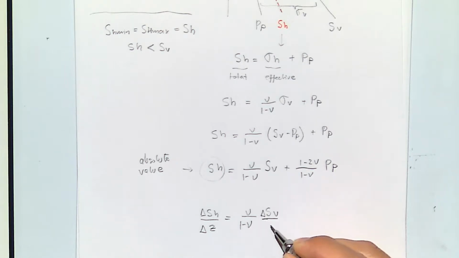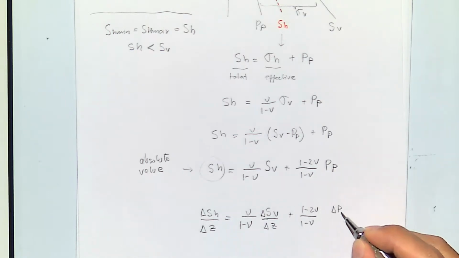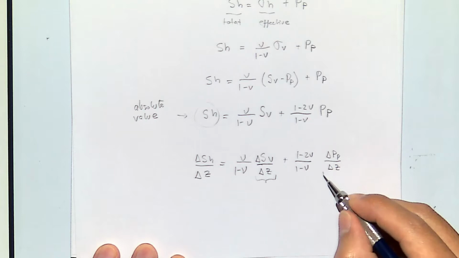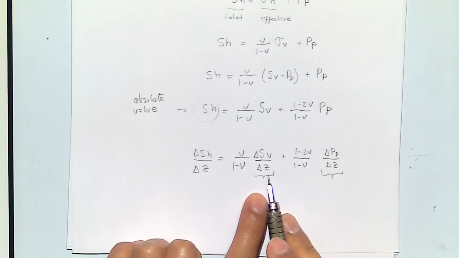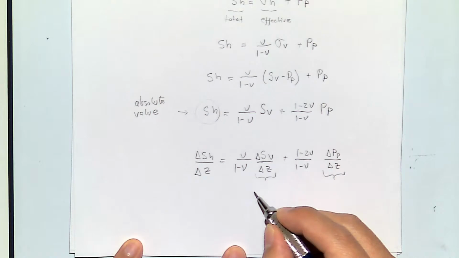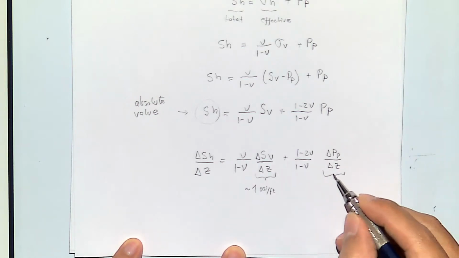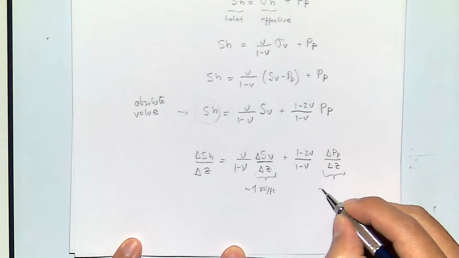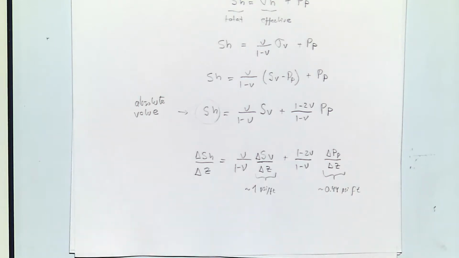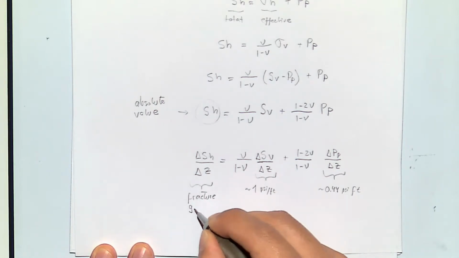And this is going to be delta C, and this is going to be delta PP delta C. But look at that. We already know these guys. You remember which these ones are? This is the gradient of total vertical stress that we said is how much, more or less? 1 psi per foot. And this one is the gradient of pore pressure, which in hydrostatic conditions is 0.44 psi per foot. And this one over here is the fracture gradient.